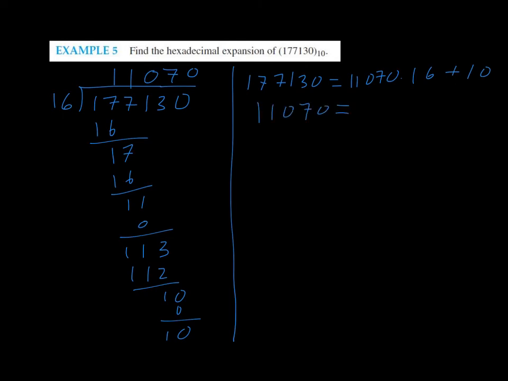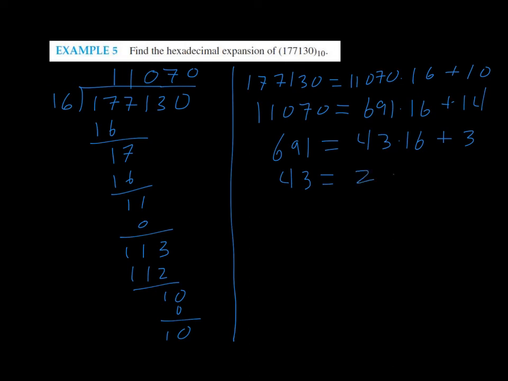11070 is equal to 691 times 16 plus 14. If you do the division again, 16 into 691 will give you that 691 is equal to 43 times 16 plus 3. And then 43 will be equal to 2 times 16 plus 11. And then 2 is equal to 0 times 16 plus 2. And you know that you're done because you have a zero quotient right there.